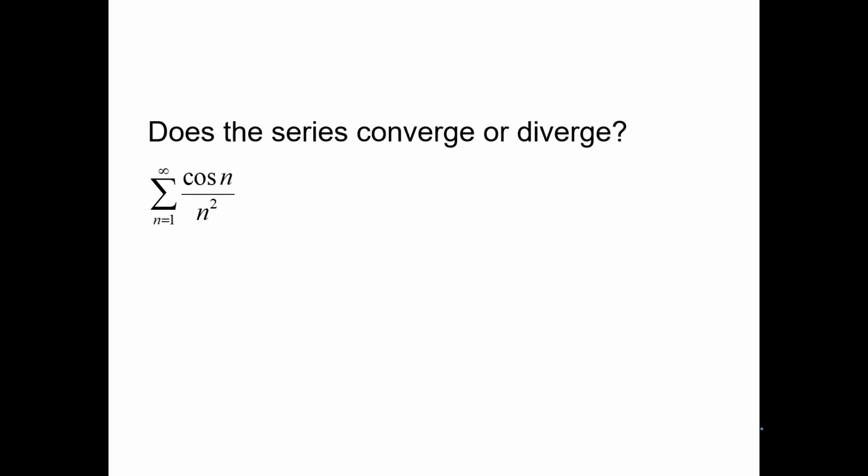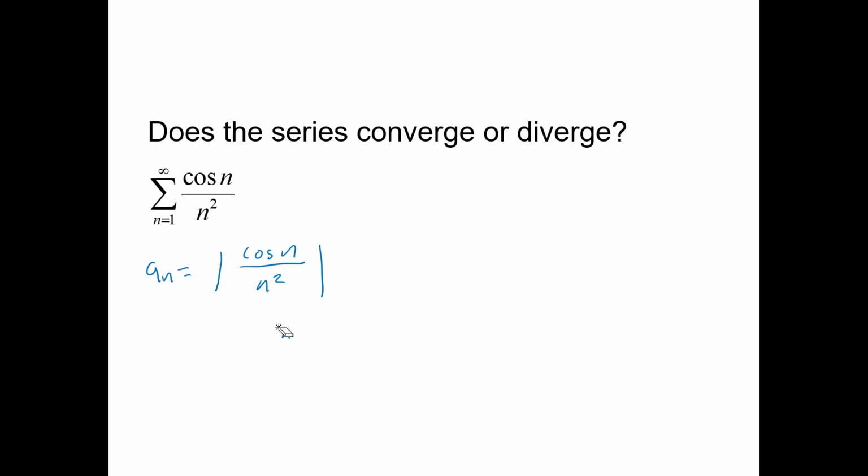But here's what we could do. We could look at a sub n equal to the absolute value of the cosine of n over n squared. And by looking at this, now we only have positive terms, right? And now we can compare. Since the cosine of n is between -1 and 1, the absolute value of the cosine of n is between 0 and 1.